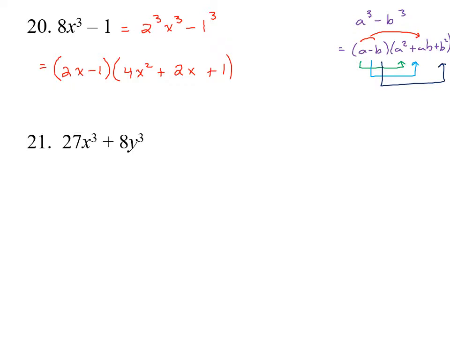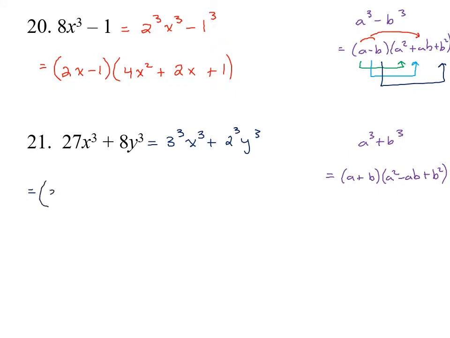This is the rule for the sum of cubes, where we have the a cubed and the b cubed. This is a plus b. Oops, I wrote a 3. A plus b times a squared minus ab plus b squared. And so when I rewrite this one, this is 3 cubed times x cubed plus 2 cubed times y cubed. Write everything with a cube on it. And so I drop the cubes off. That's 3x plus 2y.